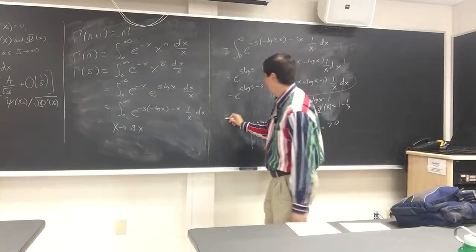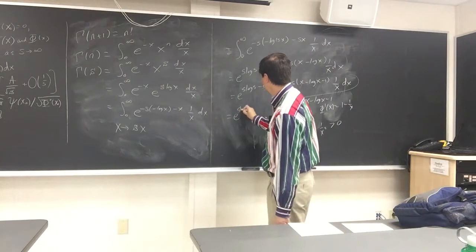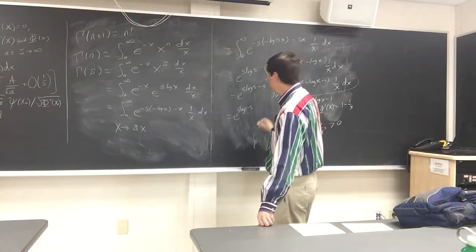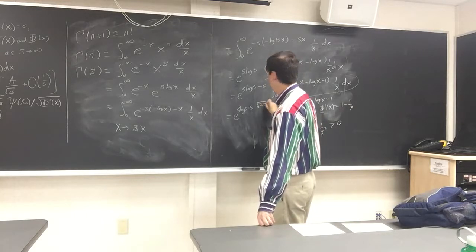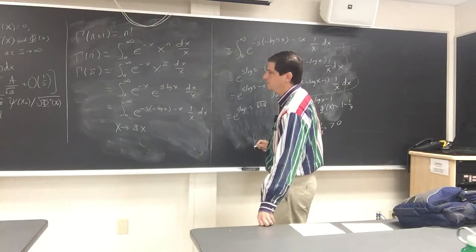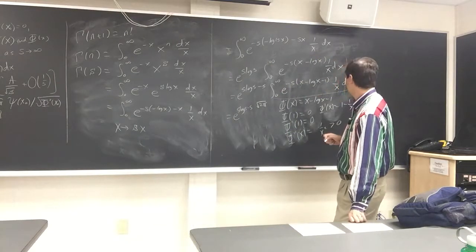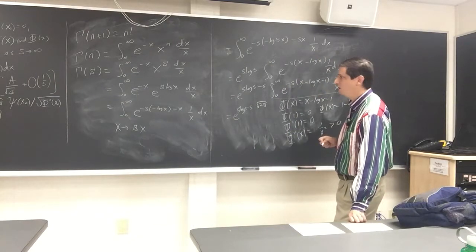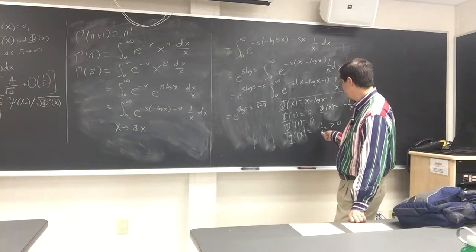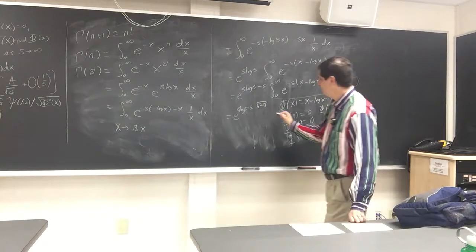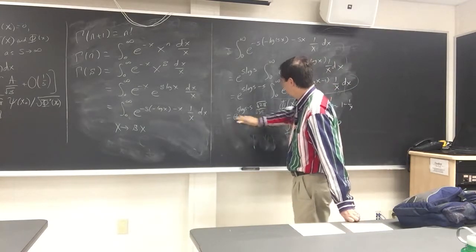And so I should be getting e to the s log s minus s. And now I'll have a, which is a square root of 2 pi. I multiply by c of x naught. My point x naught is 1, so that's just 1. And then I divide by the square root of phi double prime at 1. What's phi double prime at 1? 1. Everything is nice. And I have a square root of s. So this is the main term.